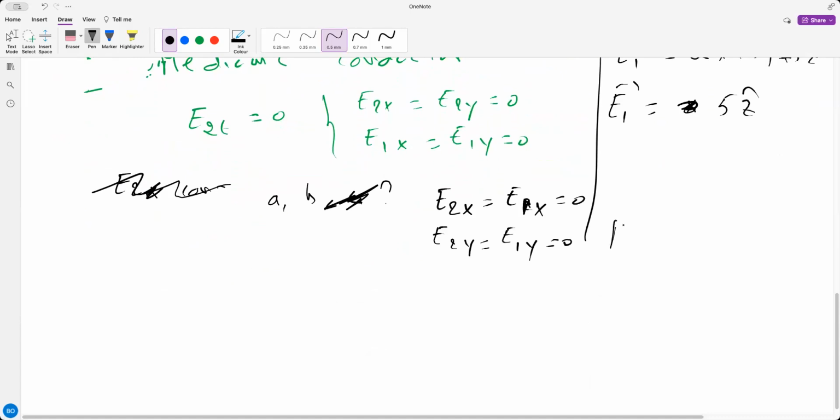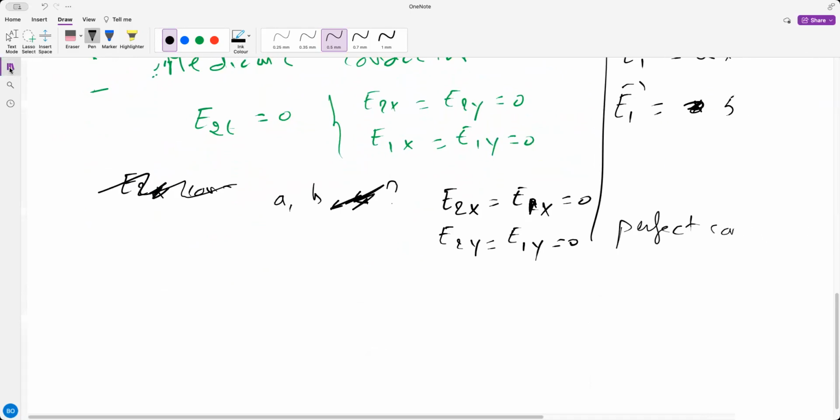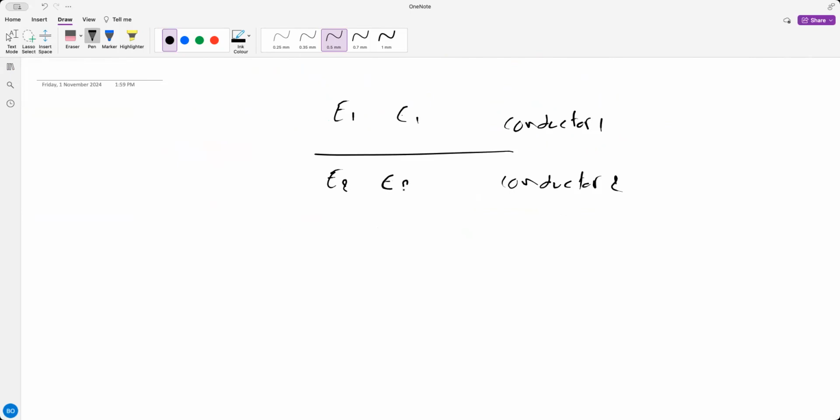This is in the case of a perfect conductor. Okay. Now, if we have two conductors, conductor 1 and conductor 2, but they are not perfect, neither a perfect conductor nor a perfect dielectric, here I still have E1, epsilon 1, and E2, epsilon 2. But because they are not a perfect conductor or a perfect dielectric, they still have sigma 1 and sigma 2, which is the conductivity.